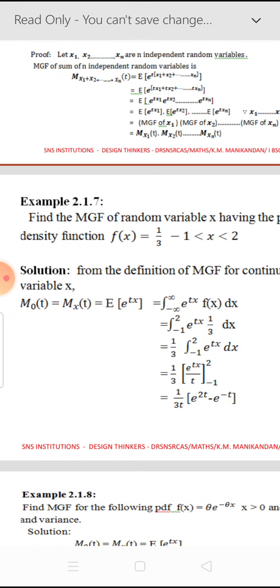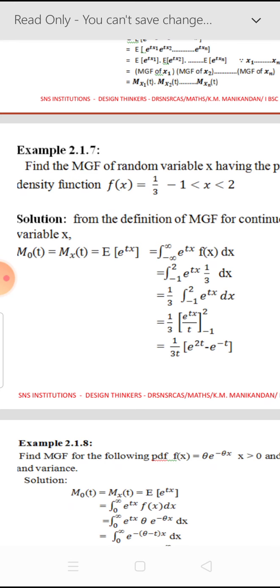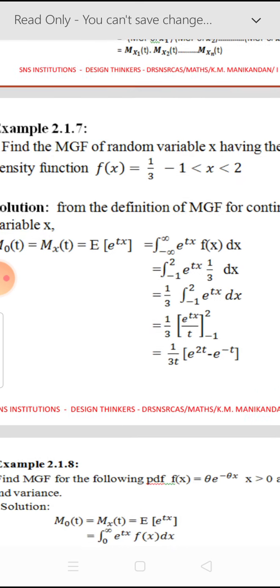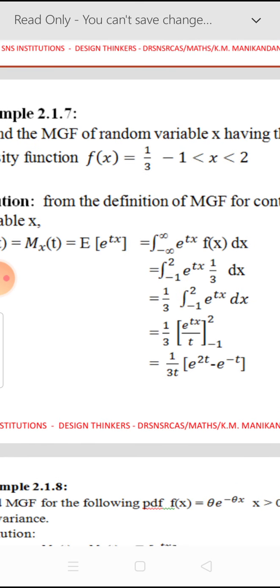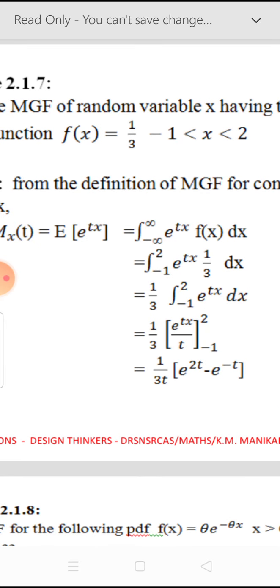In our problem we are given f of x is a continuous random variable which takes values in the interval minus 1 to 2. Whenever the interval is given, the random variable is a continuous random variable. We have already seen that for the continuous random variable you have to integrate. The moment generating function is nothing but E of e power tx, the expectation of e power tx, and it is obtained by integrating e power tx into f of x into dx. This is the basic formula we have seen earlier.